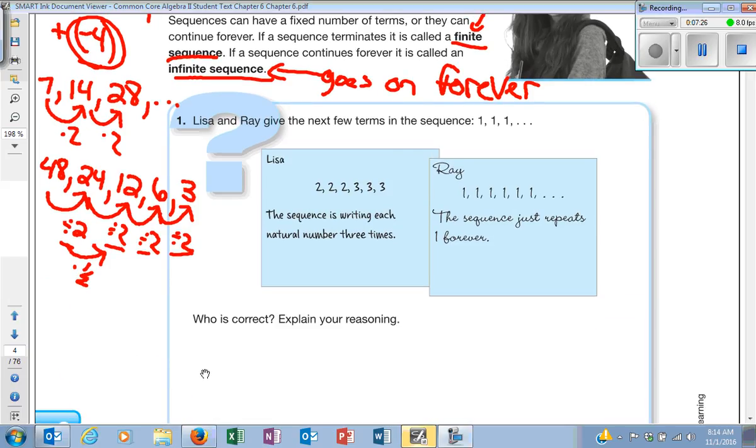All right. So Lisa and Ray give the next few terms in the sequence 1, 1, 1, and they called it a sequence. Some kids get this word confused with a pattern. Yes, sequences all have a pattern. You are adding by the same thing every time, so that is a pattern. But not all patterns are sequences, because in order for it to be a sequence, you have to be adding the same number every single time. For a pattern, as long as you can see the repetition happening, it can change as long as the change makes some kind of sense.